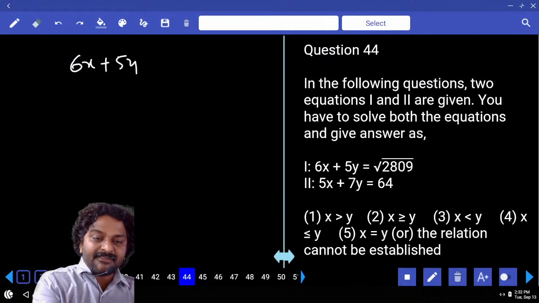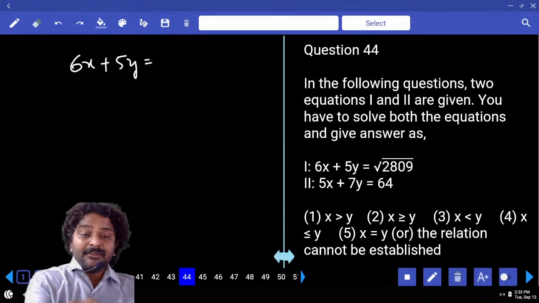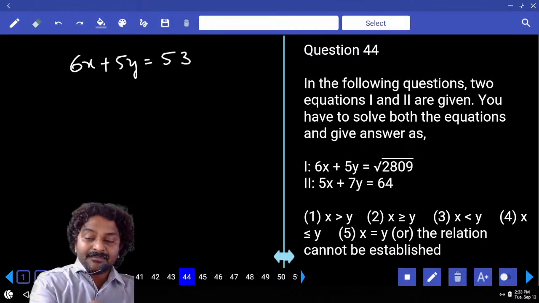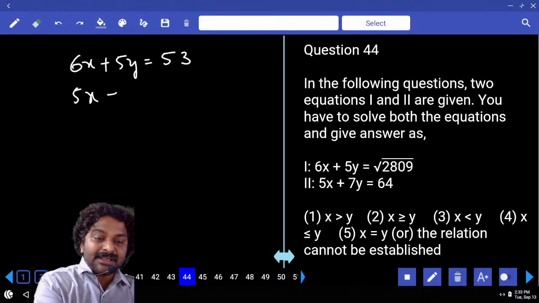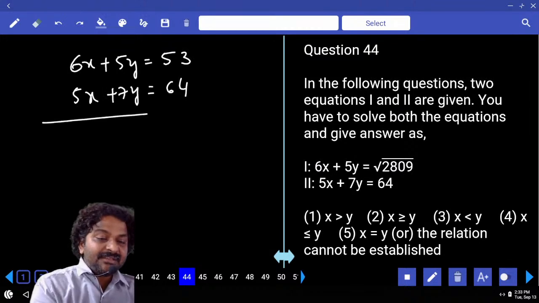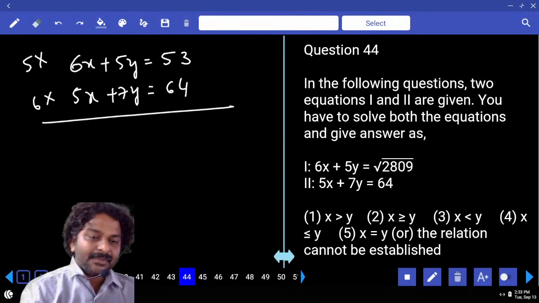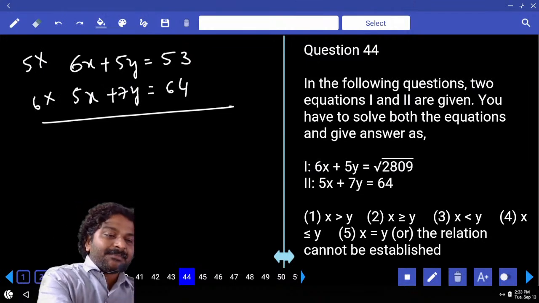6x plus 5y is equal to under root 2809. Which square is that? 53. 5x plus 7y equal to 4. First one multiplied by 5, second one multiplied by 6. Is that okay? And then let's subtract the first one.